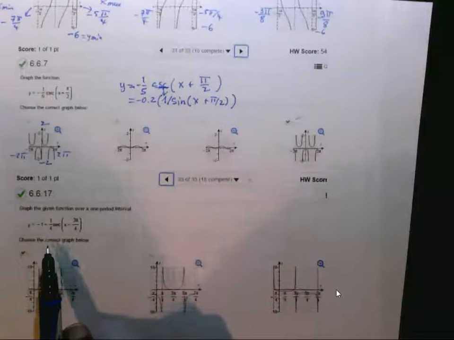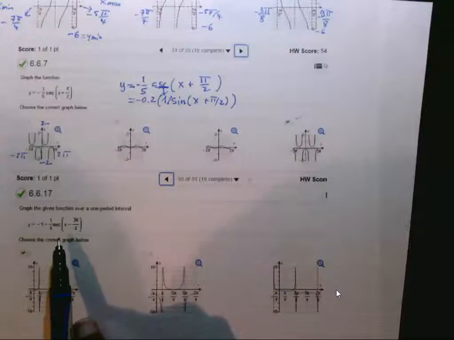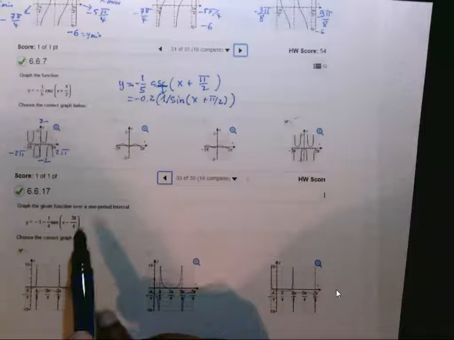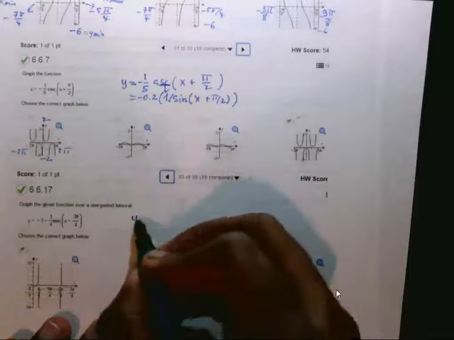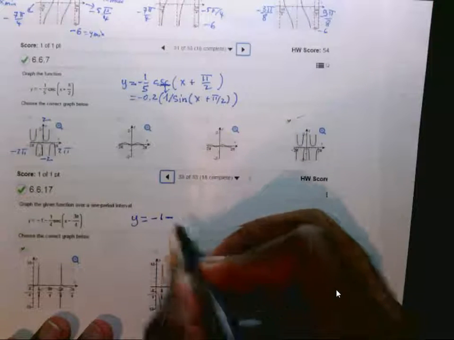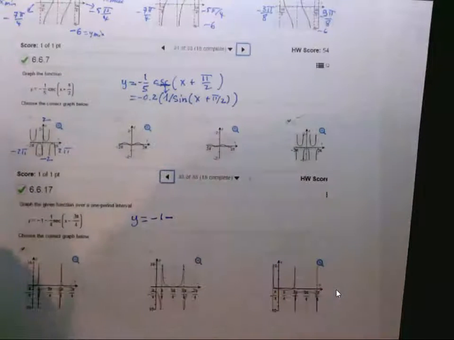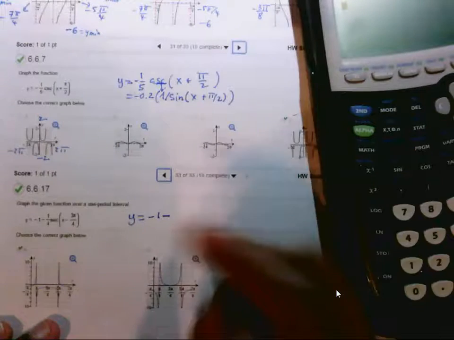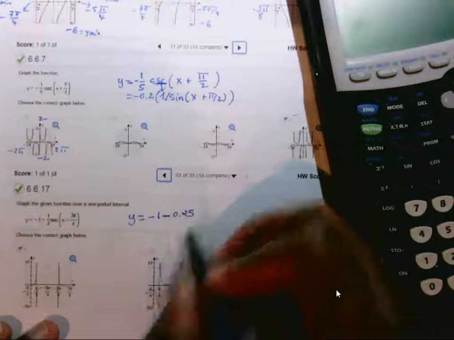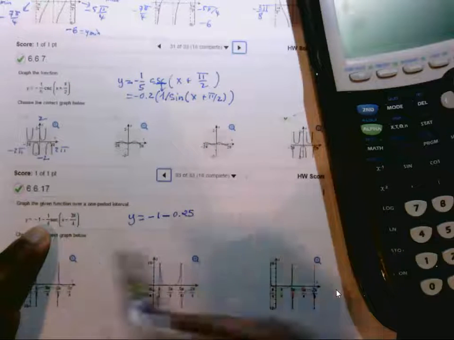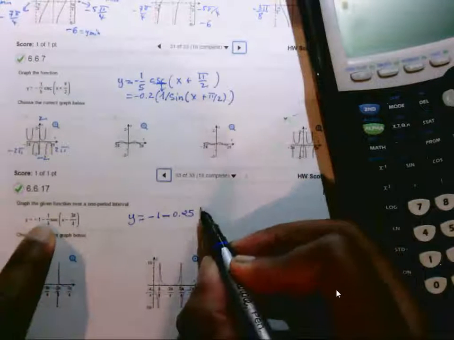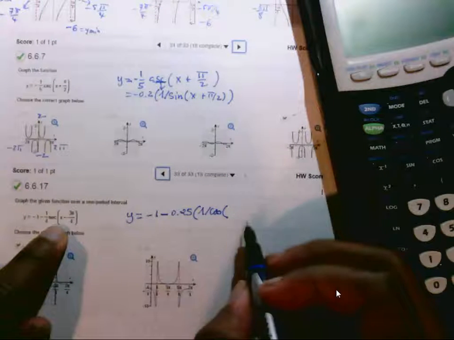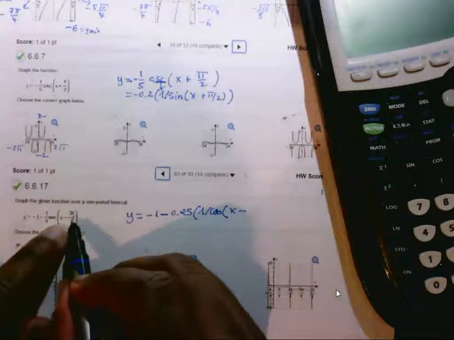So we have this one, y is equal to negative 1 minus 1/4 secant of (x minus 3 pi divided by 4). If you're unsure about what 1/4 is, 1 divided by 4 is 0.25. Now secant is what? 1 divided by cosine. So I open a parenthesis, 1 divided by cosine of x minus 3 pi divided by 4.